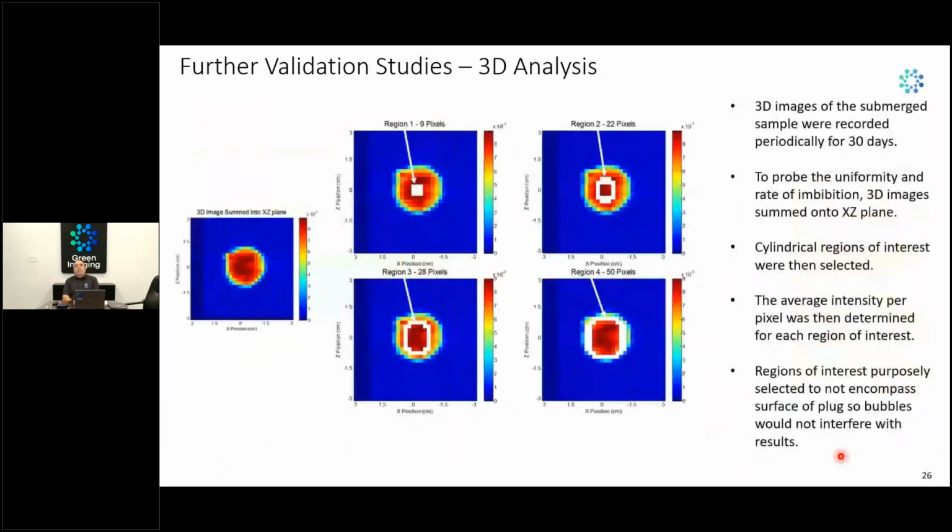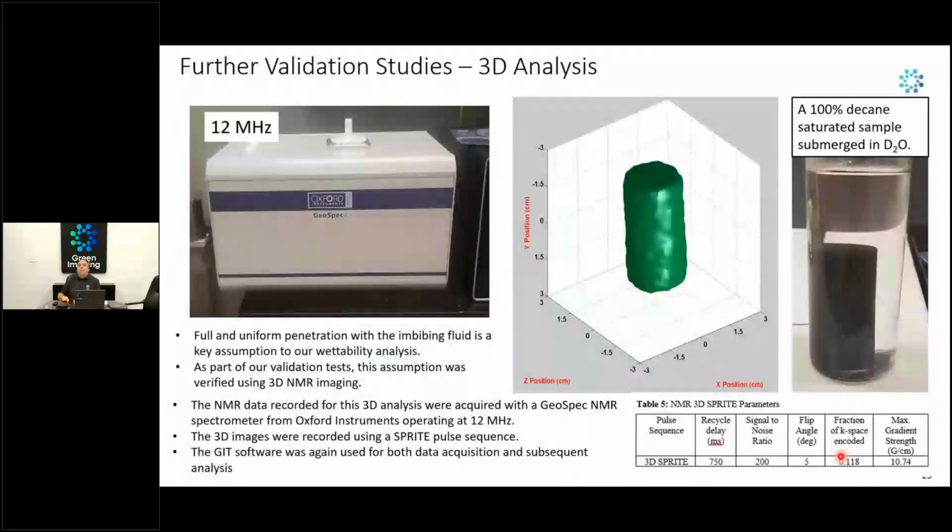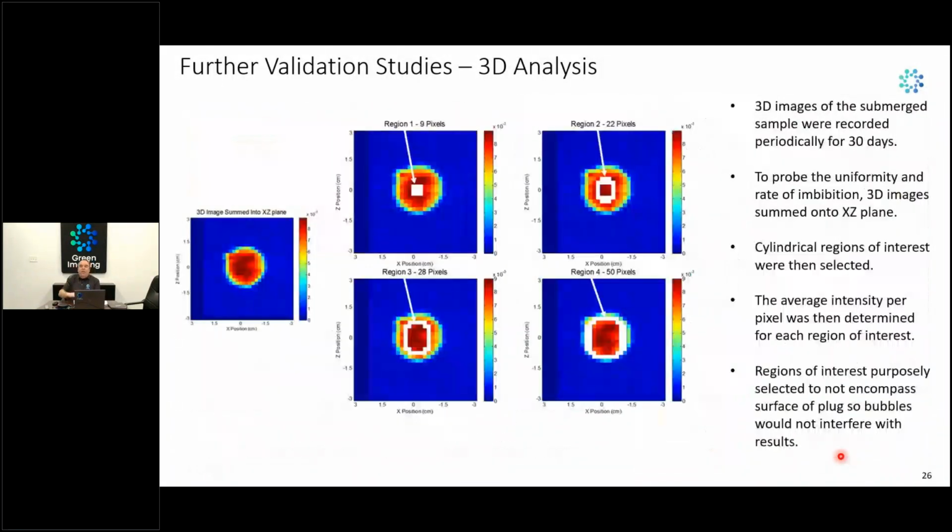Okay, so what we did is we took the 3D image that I showed on the last slide over a series of times, and yes, they did get less and less bright over time. But I collapsed all the data down onto one XZ plane. So I collapsed along the length. I summed all the data onto one two-dimensional image. So basically, it's as if I was looking top down on the image.